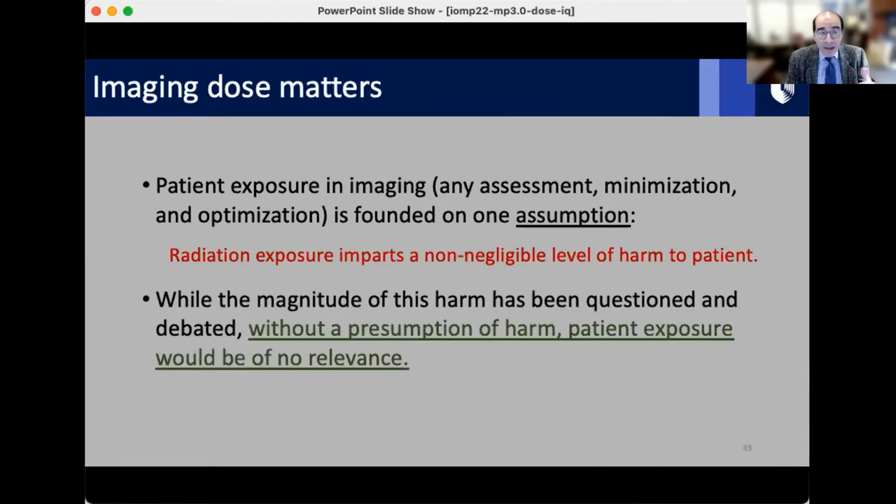And while the magnitude of this harm has been questioned, rightly so, because there are many things that we don't know and debated, without a presumption of harm, patient exposure would be of no relevance. I just want to emphasize that.